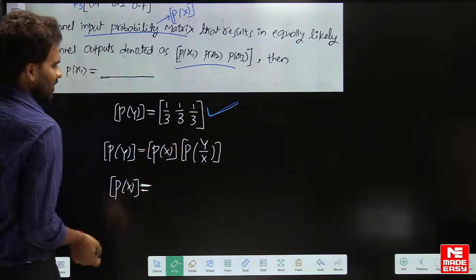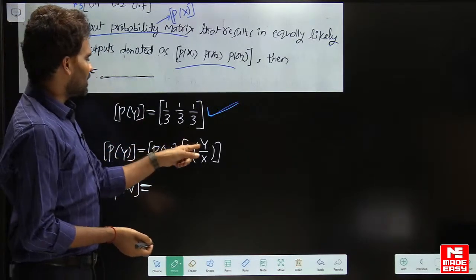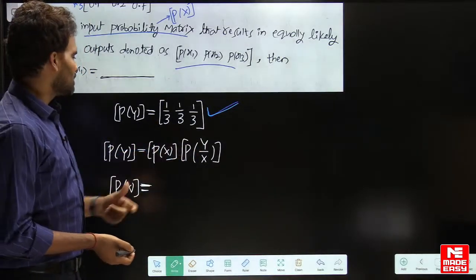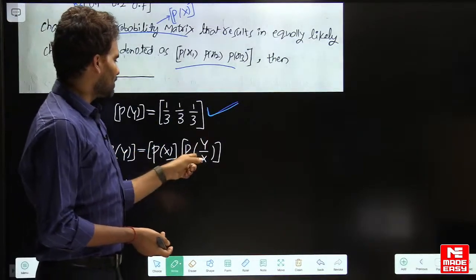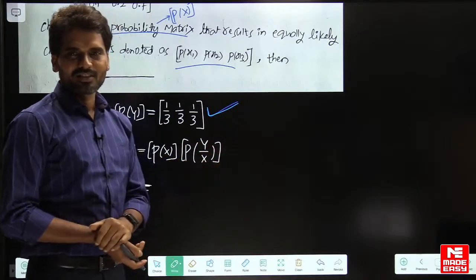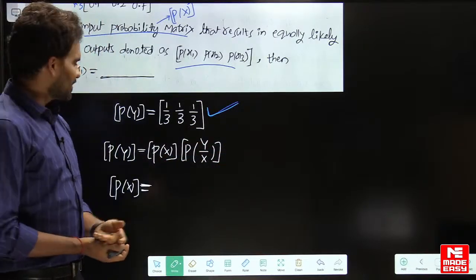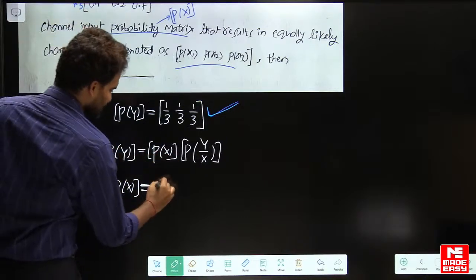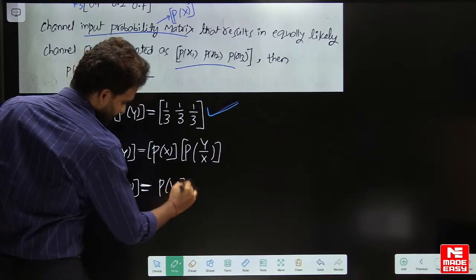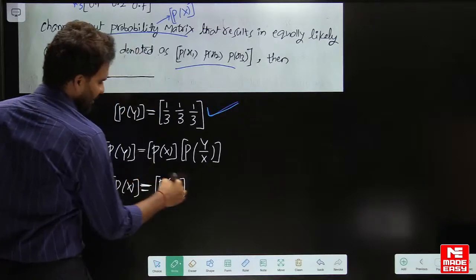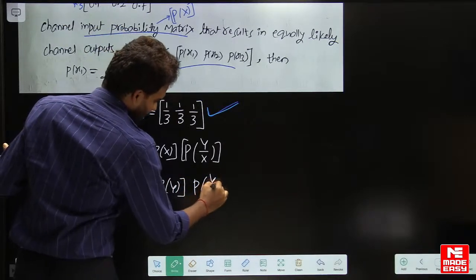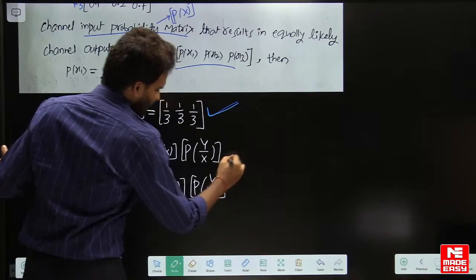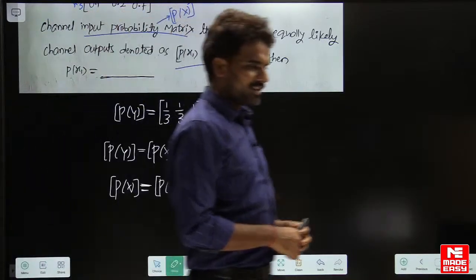To get P(X), multiply both sides with P(Y|X) inverse. If you multiply both sides with P(Y|X) inverse, P(Y|X) and P(Y|X) inverse give the identity matrix, and that results in P(X) only. And that P(X) will be equal to P(Y) into P(Y|X) inverse.